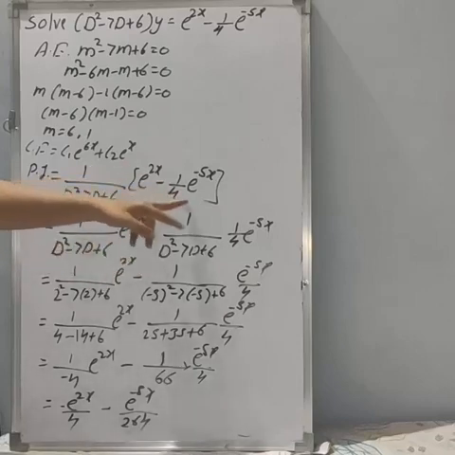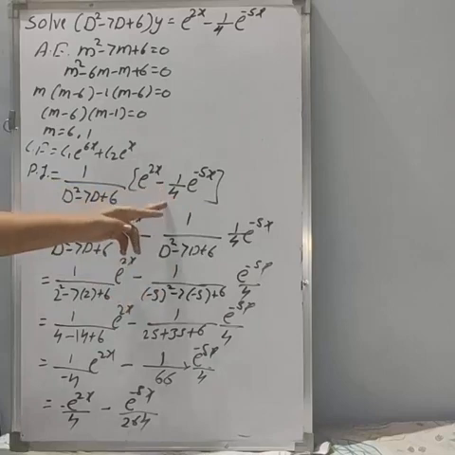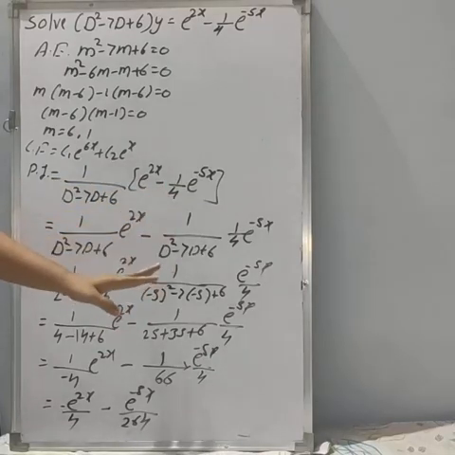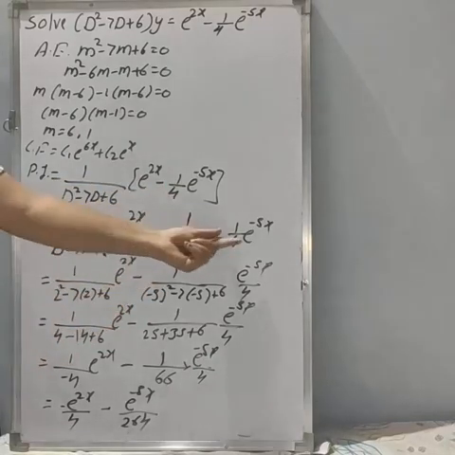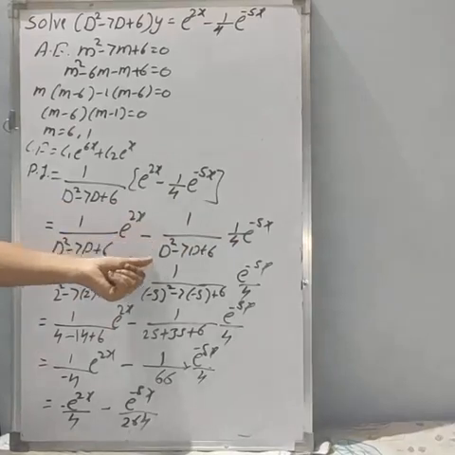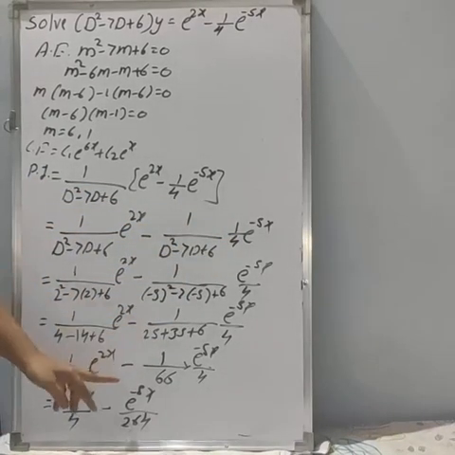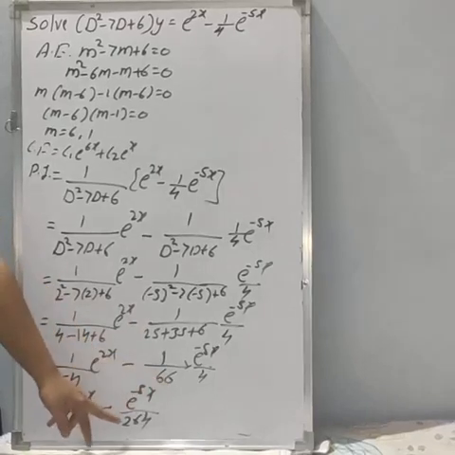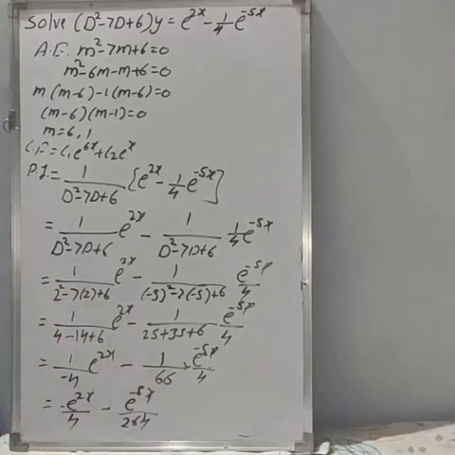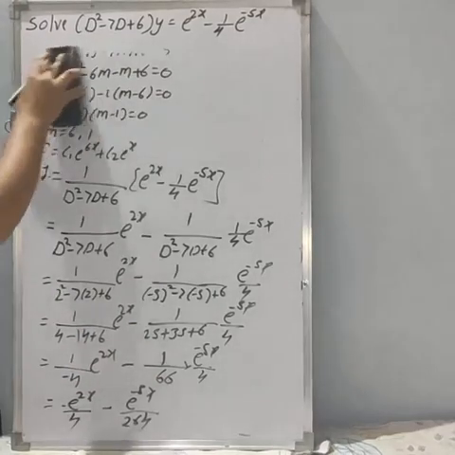Again 1 upon f of d into the second term. If you have any constant, you can keep it as it is. Or if you want, you can take 1 by 4 here. No problem. And here you can write e to the power of minus 5x. Again you will get 1 by 4 into 66, so again we have to multiply. You will get 264. So this is the method to find the particular integral. One more example is there.